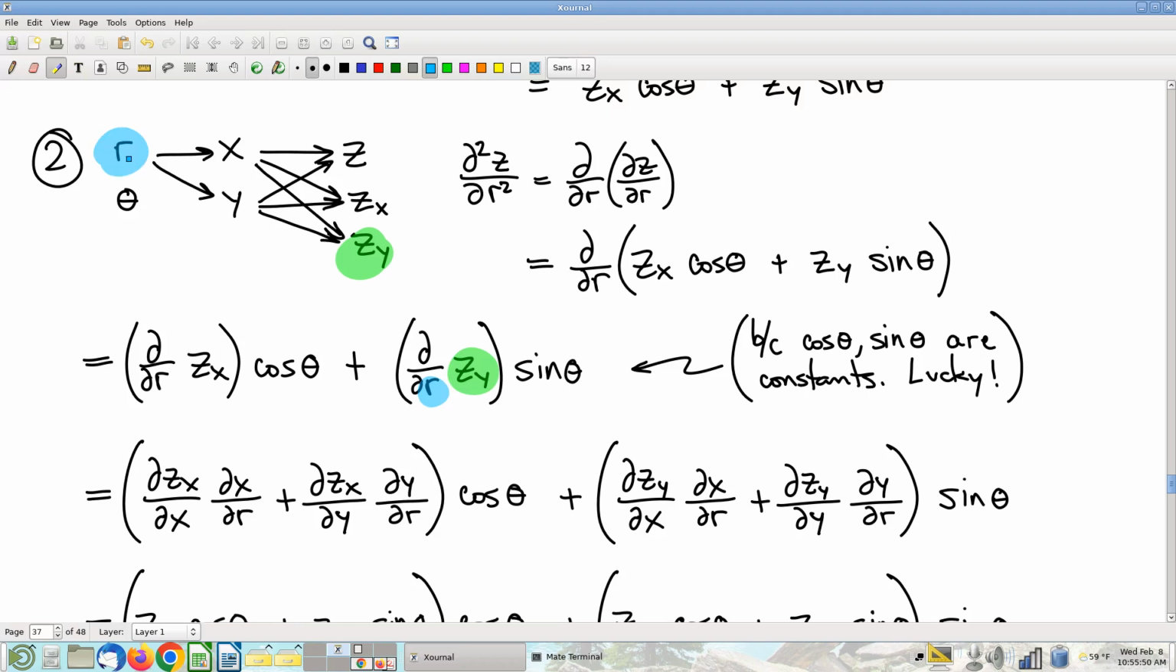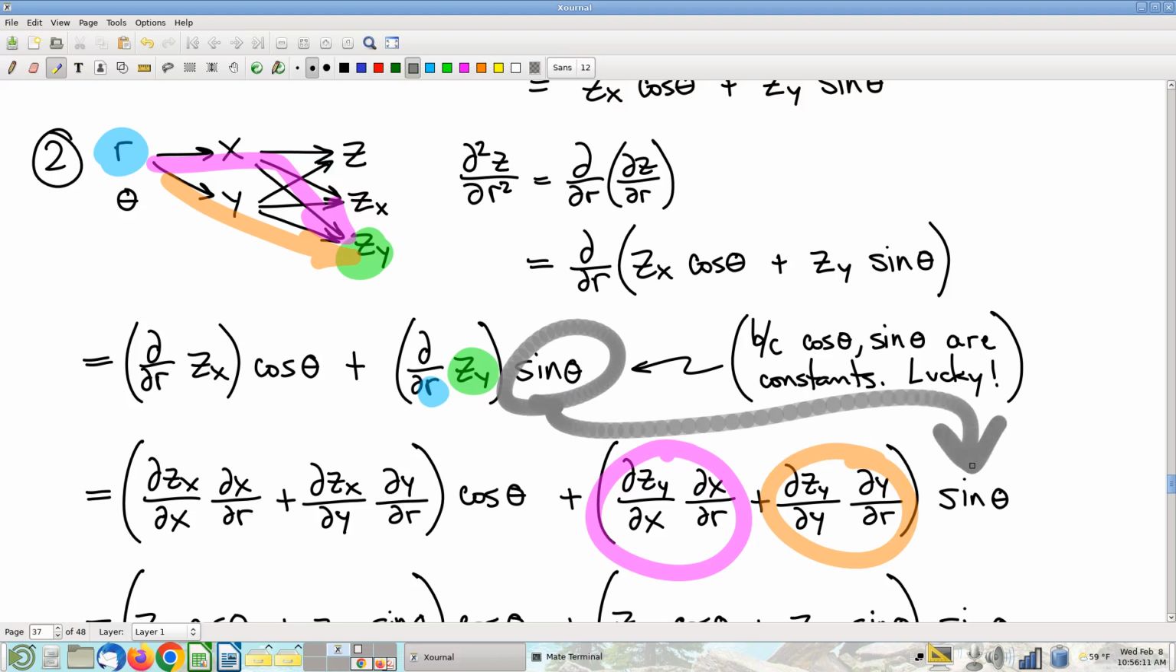So for this second new partial, there's our diagram, there's our chain rule story, and we have an x path and we have a y path. And as before, this constant doesn't go anywhere. What do you think? Is everybody okay with this? Everybody see what's happening? Okay.